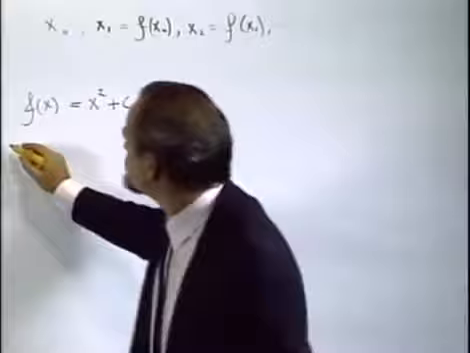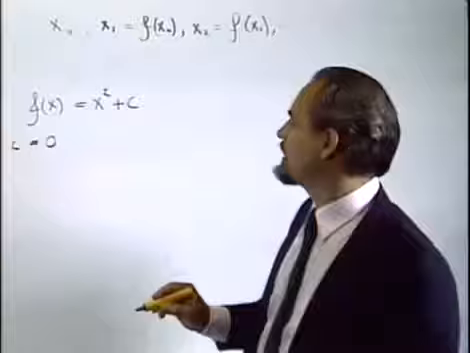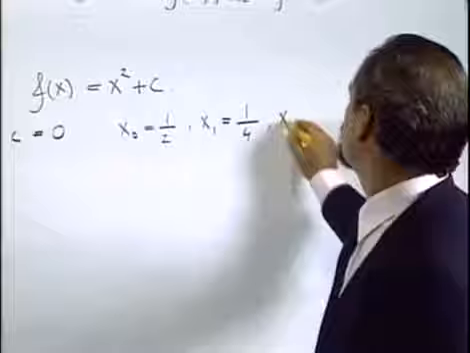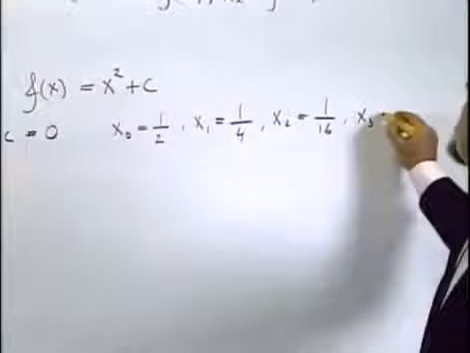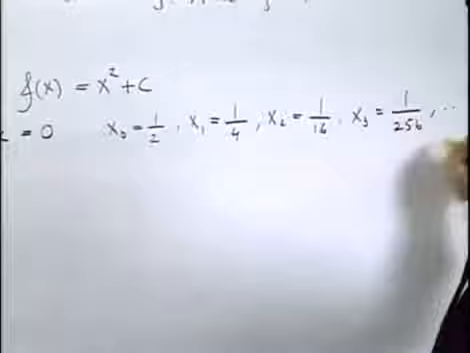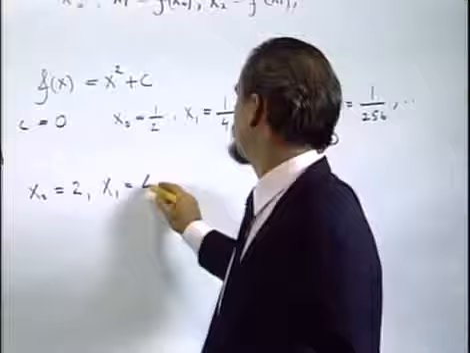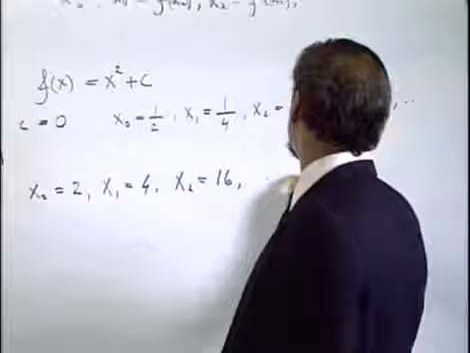Let us first consider the case c equals 0, by far the simplest in this subject. If I set, for instance, x0 equal to 1/2, you then easily see that x1 is equal to 1/2 squared, which is 1/4. And then x2 is equal to 1/4 squared, which is 1/16. And then x3 is equal to 1/16 squared, which is 1/256. And so forth. The sequence is clearly tending to 0. If you started with x0 equal to 2, then x1 is equal to 2 squared, which is 4, x2 is equal to 16, and so forth. The sequence is clearly tending to infinity.